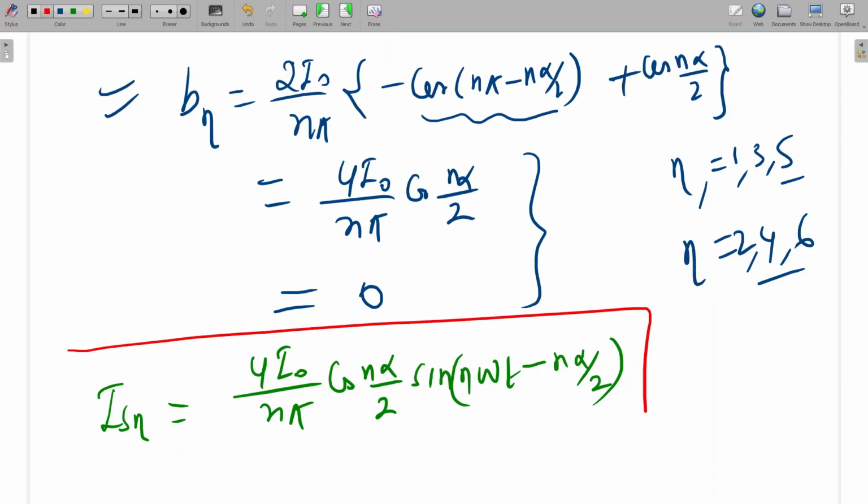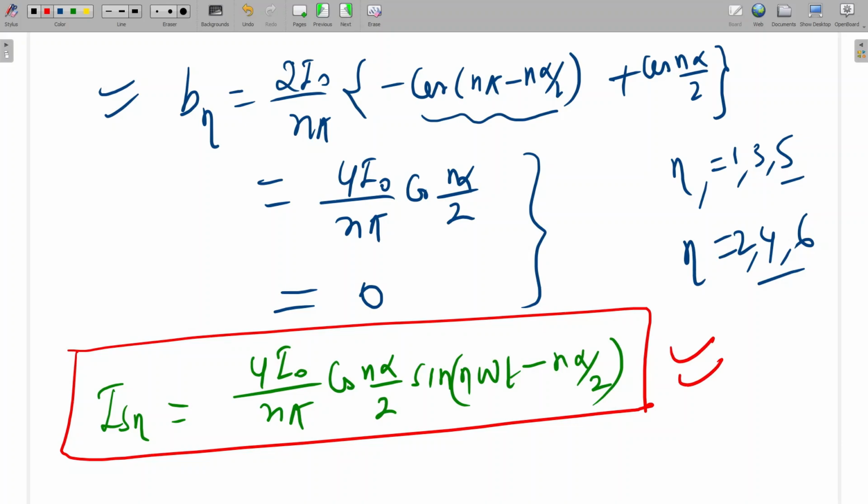Okay. Is it clear to all? Is it clear? So last time for the full wave rectifier, this was not there and here alpha was there. Okay. Is it clear to all? This waveform?